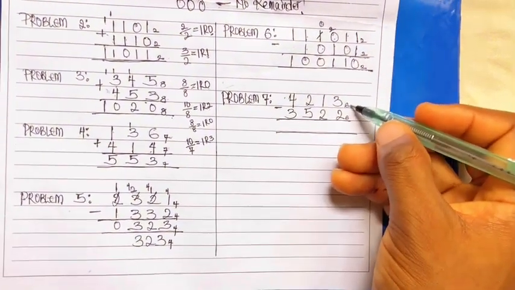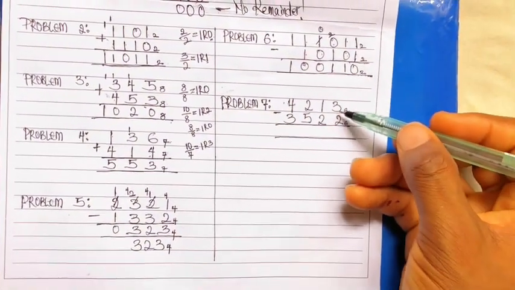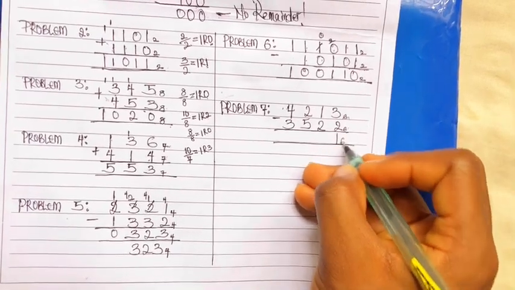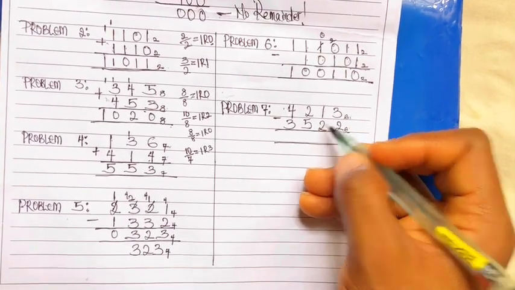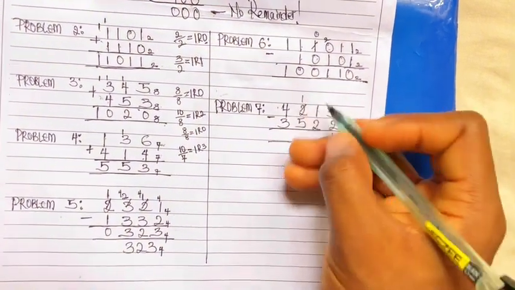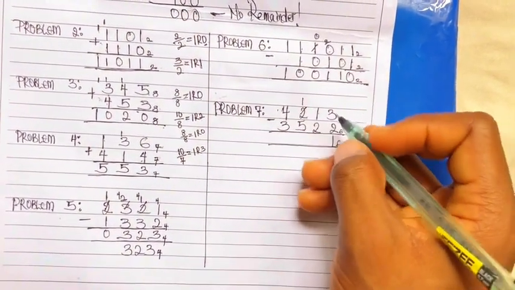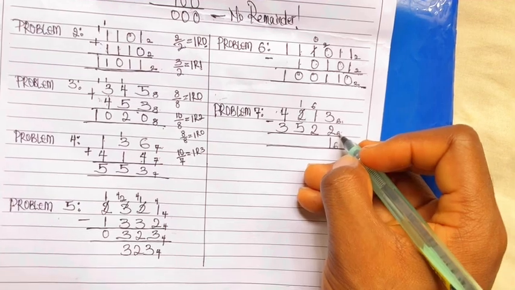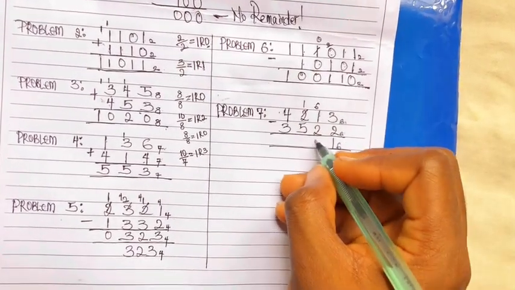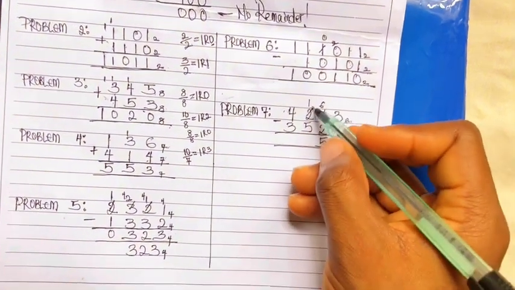Now let's move to base 6, subtracting in base 6. 3 minus 2 is 1 in base 6. 1 minus 2, impossible. We remove 1 from here, this remains 1. But this 1 we are removing is going to be 6 because we are dealing with base 6. So 6 plus 1 is 7. 7 minus 2 is 5.